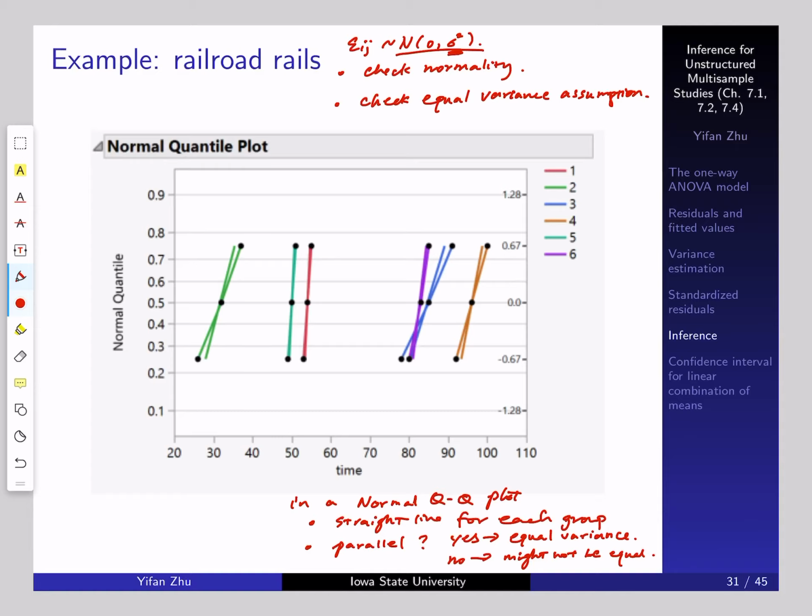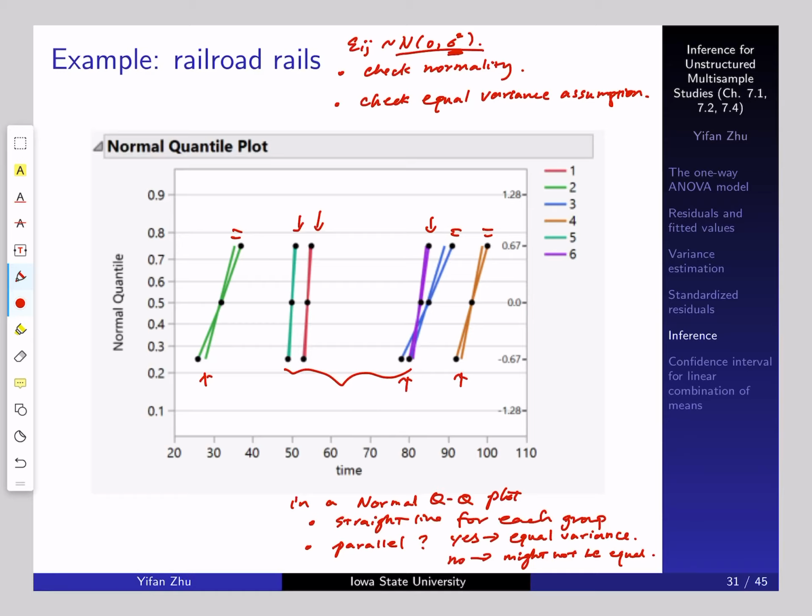Okay, and if they're not parallel, the variance might not be equal. In this railroads example, you can see that these 3 lines are almost equal, and these 3 lines are parallel, but these 3 and these 3 might not have the same variance. So the assumption is kind of violated.